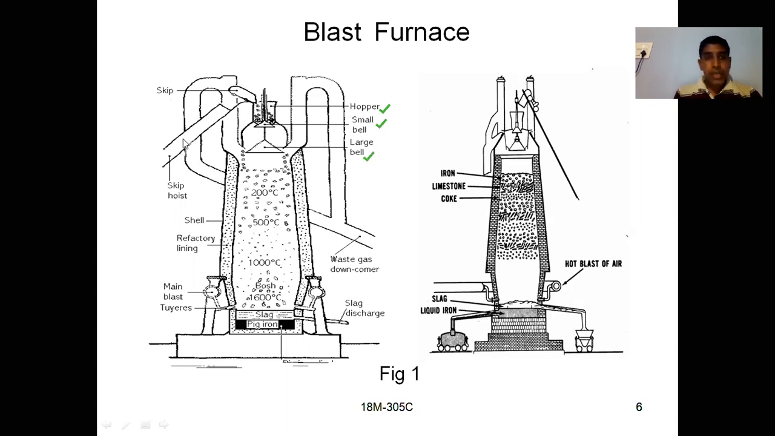For this, you are having a skip hoist, and this is the shell. And here you are having refractory materials. This is the shell, okay. And you are having tuyeres which are used to send the air blast. And from this one, you are removing the waste gas. And here, this is known as the wash area, and this is known as the throat area. And this is known as the hearth area.